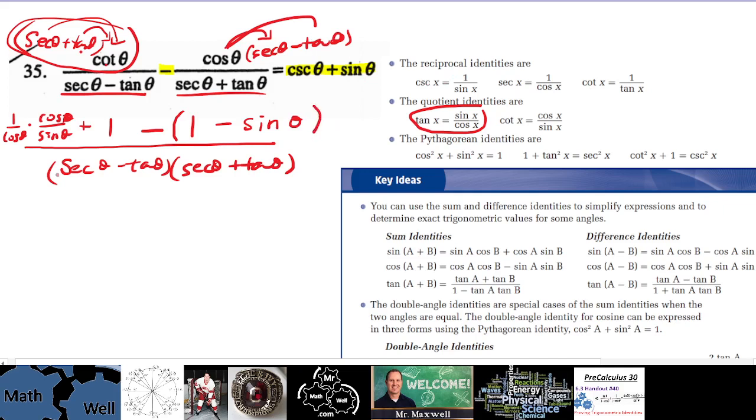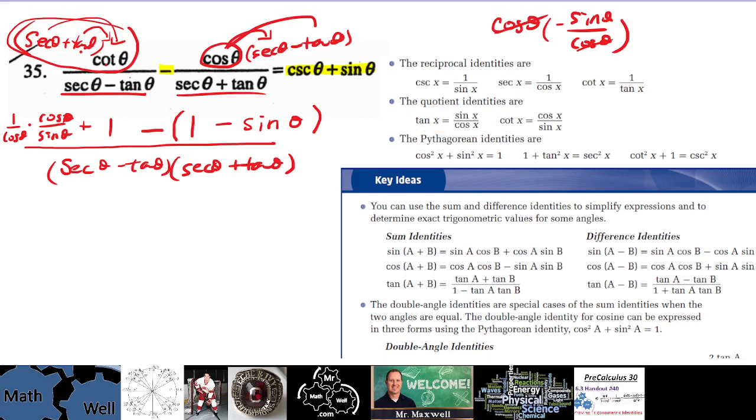How did I get sine here? So cos theta times negative tan, which is sine theta over cos theta. So now those cancel out. I'm left with minus sine. You see that? Okay, you guys good?